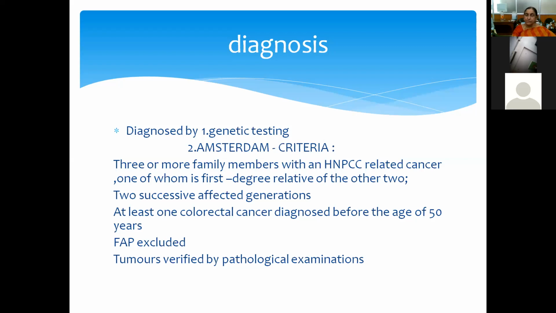Or there must be 2 successive affected generations in a family, or at least 1 colorectal cancer diagnosed before the age of 50 years. For all these cases, you are supposed to exclude FAP because that is a completely different entity where polyposis is there and they have high risk of development of cancers. Here the polyposis will not be there, but still they have high propensity for the development of not only colorectal malignancy but also other malignancies like stomach, small intestine, ovary and the endometrium. So FAP must be excluded in all these patients.